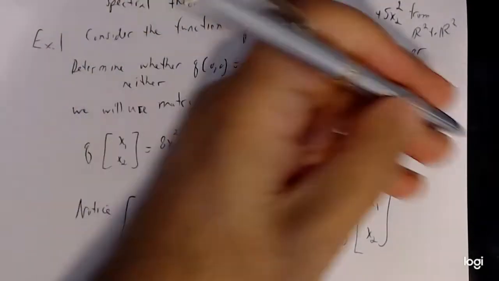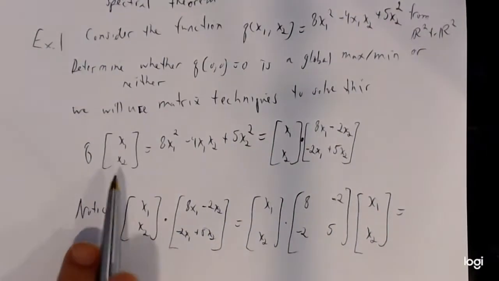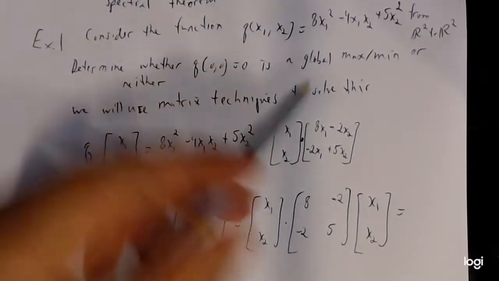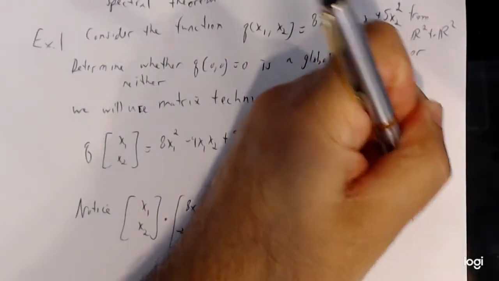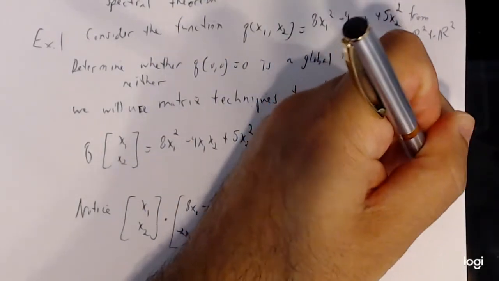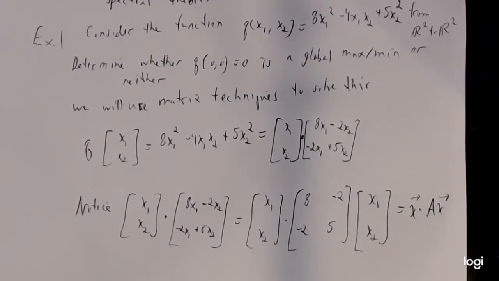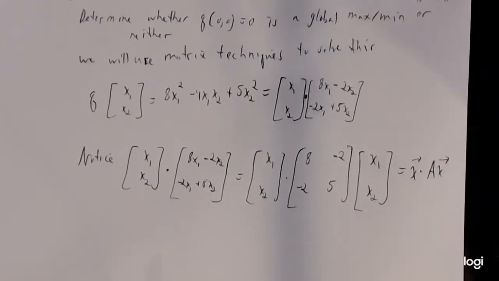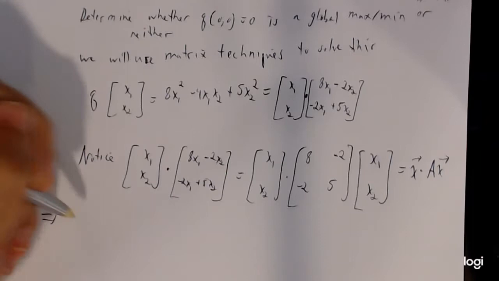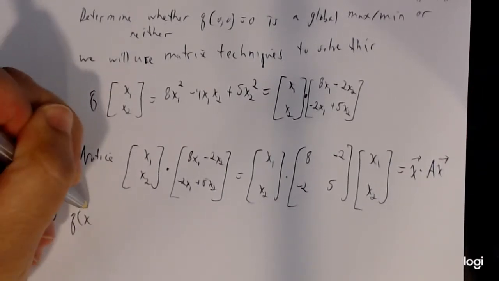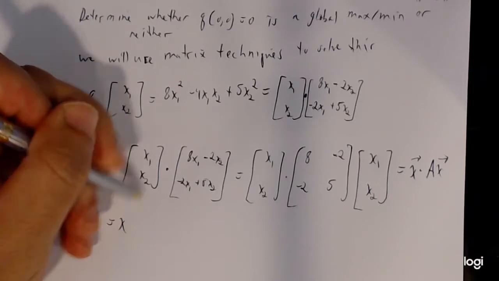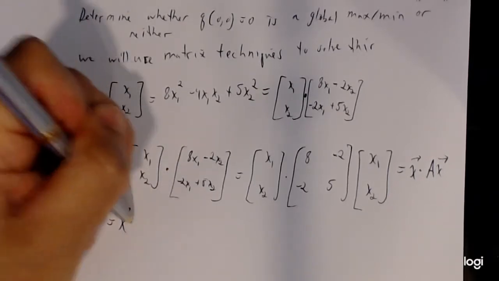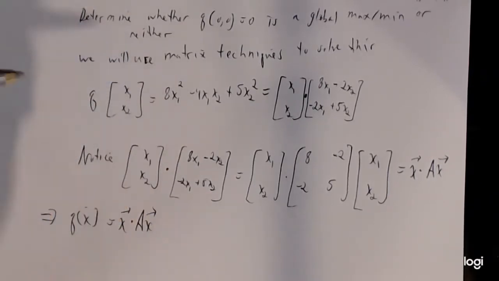I was able to force out a matrix, and I was able to rewrite this quadratic form as what? X dotted with Ax. That's what we did. Now what we're basically saying is this implies Q of x is equivalent to what? X dotted with Ax. We came up with that equivalent expression.